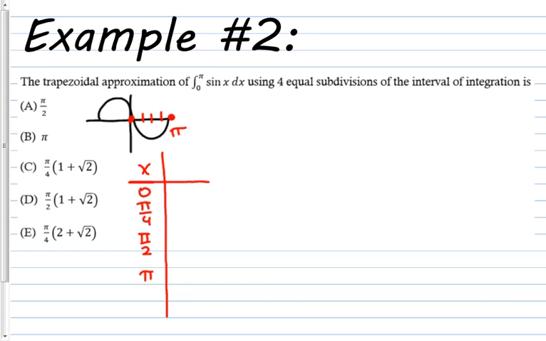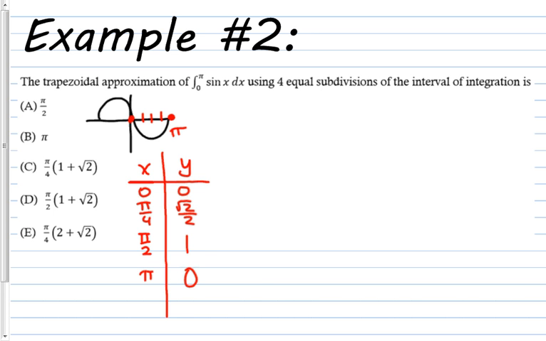Okay. And then this will be my y value. So I'm going to plug in 0 to sin x, and I get 0. I plug in pi over 4, and I get the square root of 2 over 2. I plug in pi over 2, and I get 1. I plug in pi, and I get the square root, or sorry, I said that backwards. Well, not backwards, but whatever. I plug in pi over 2, and that's 1, and then pi is 0.